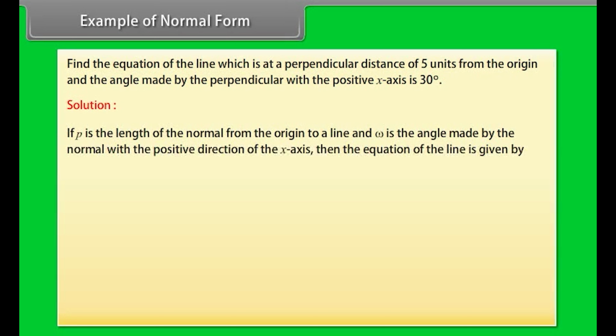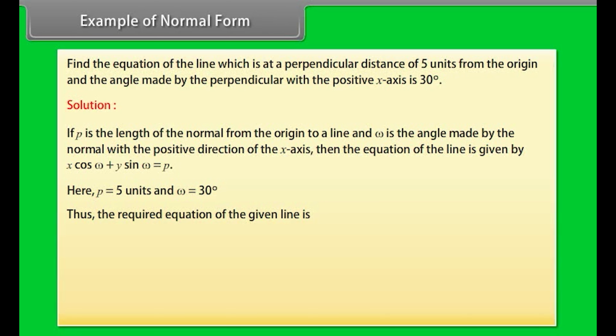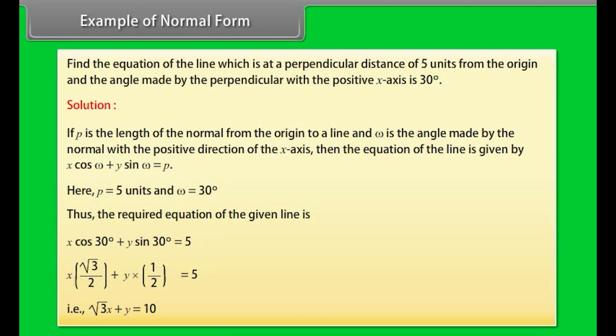Solution. If p is the length of the normal from the origin to a line, and omega is the angle made by the normal with the positive direction of the x-axis, then the equation of the line is given by x cos omega + y sin omega = p. Here, p = 5 units and omega = 30 degrees. Thus, the required equation of the given line is x cos 30 degrees + y sin 30 degrees = 5. It can be simplified to x root 3 + y = 10.